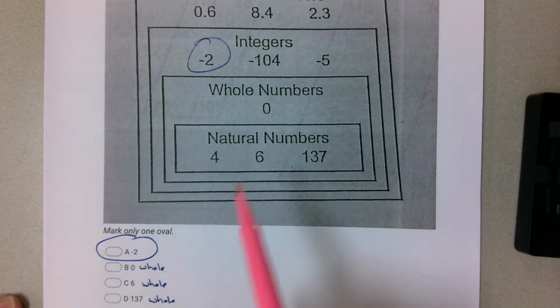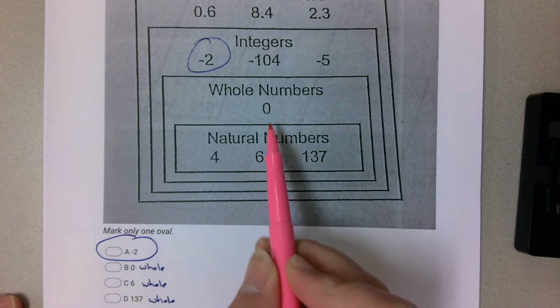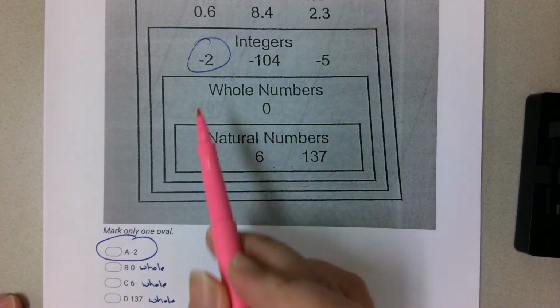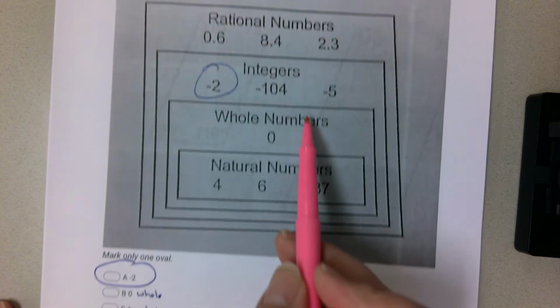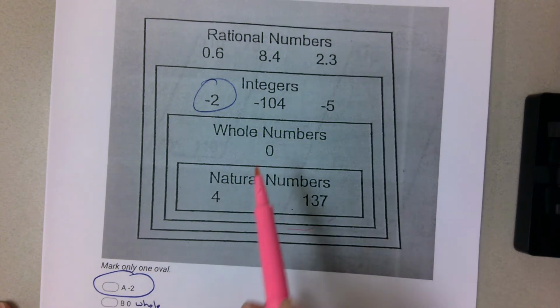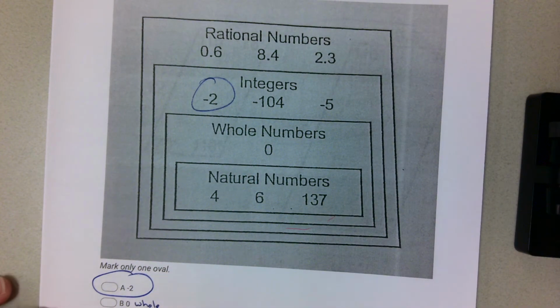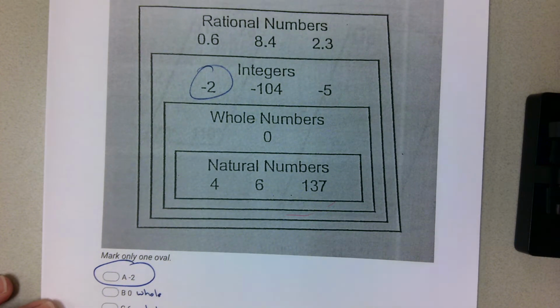0 is a whole number, 6, that's within that whole box there, 137 within the whole box there. -2 is the only one that is outside of the whole numbers from our choices here. So the correct answer is A, -2.